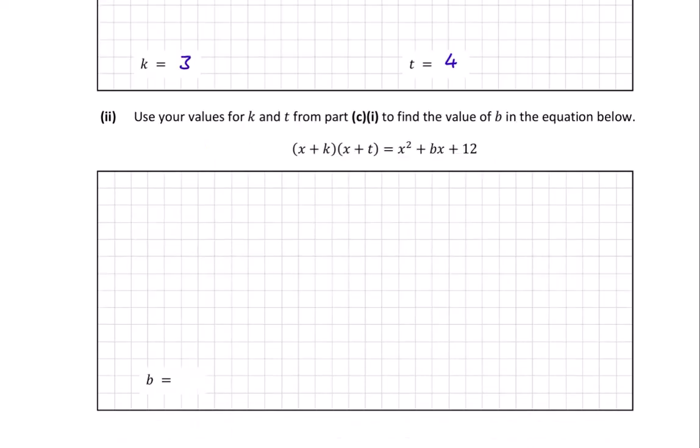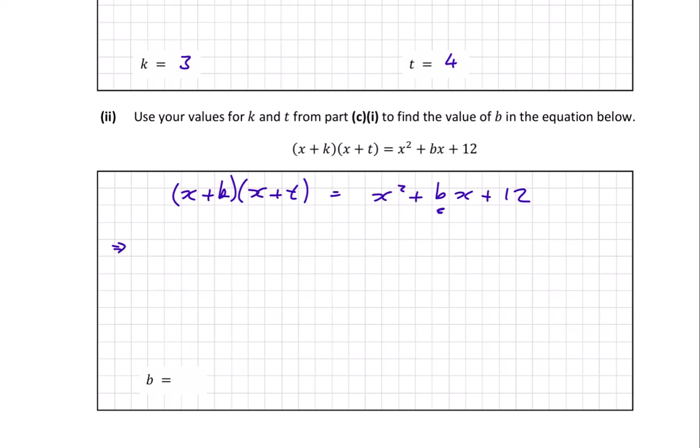Use your values for k and t from part C1 to find the value of b in the following equation. So we have x plus k, we've got to multiply that by x plus t, and our answer is x squared plus bx plus 12. So on the right-hand side, we have everything except this number here, which is what they want us to find. So let's see if we can work it out.